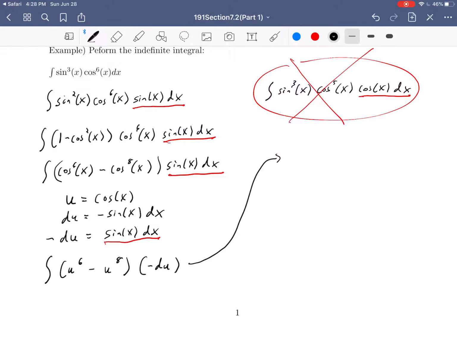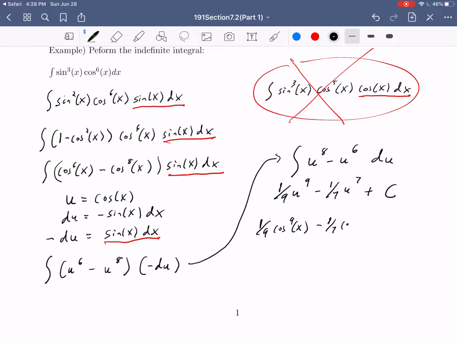And if we just pull that over there, we can distribute the negative sign and get u to the 8th minus u to the 6th du, just by distributing this negative onto those pieces. Now we can integrate that very easily, with two instances of the power rule: 1/9 u to the 9th minus 1/7 u to the 7th, plus c. Then we can undo the substitution by plugging in u equals cosine x. So we get 1/9 cosine to the 9th of x minus 1/7 cosine to the 7th of x plus c.